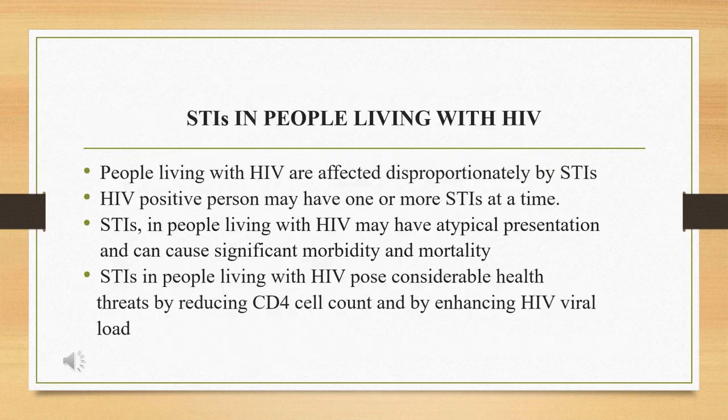People living with HIV are disproportionately affected by STIs due to similar modes of transmission and risk factors. An HIV-positive person may have one or more than one STI at a time. STIs in people living with HIV may have atypical presentation and can cause significant morbidity and mortality if not diagnosed and treated at earlier stages.